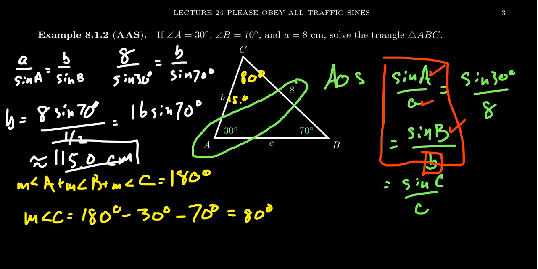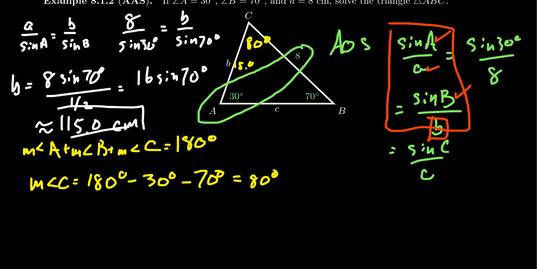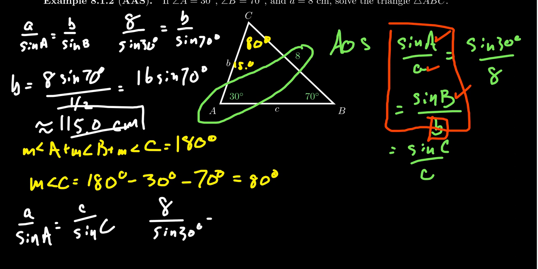We're going to do the same basic thing, but we're going to take the AOS A over sine A, and we're going to compare that to C over sine C, like so. So we have A over sine A equal to C over sine C. Little a we know is 8, and that's going to be over sine of 30 again. Then little c, we don't know that one, and we have to do that over sine of 80 degrees, like so.